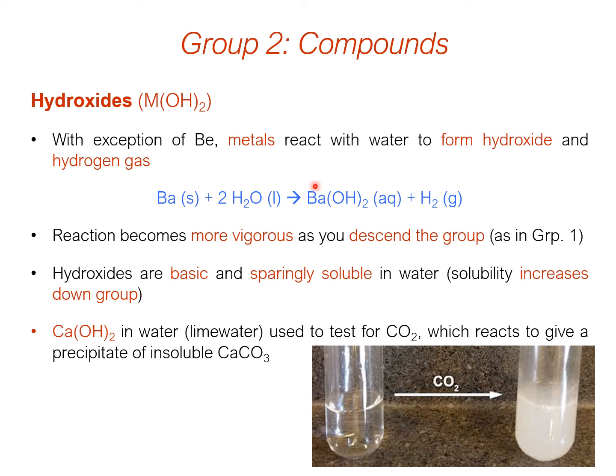And this is because the metal cation, as we said in the first video, of group 2 likes to be in a 2+, and OH is only a single minus charge.